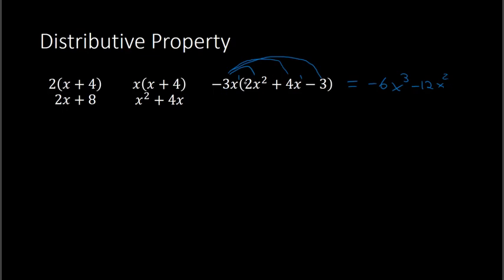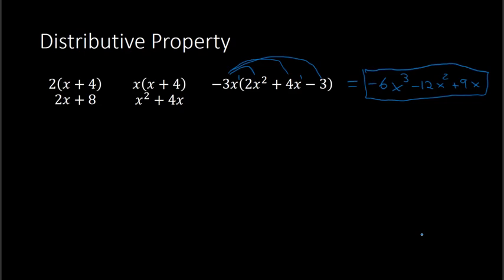And then negative 3x times negative 3. Negative 3 times negative 3 is a positive 9. And then we have the x with it as well. So this expression can be distributed, and we would have this over here: negative 6x cubed minus 12x squared plus 9x. So that is the entire concept for this lesson.